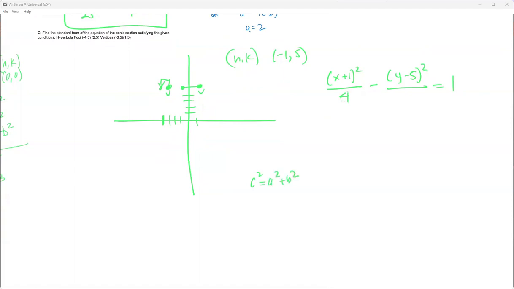C is equal to 3, right? Because the distance from the center to the focus is 3. A is equal to 2 because the distance from the center to one of the vertices is 2. So now we just plug it in here. 9 is equal to 4 plus b squared. So b squared is equal to 5. So you just have to write it as 5. That's it.